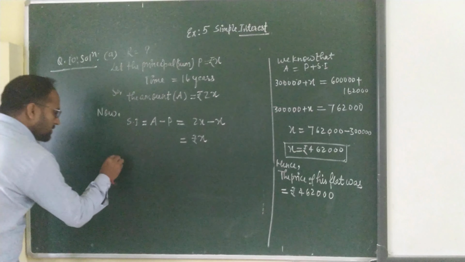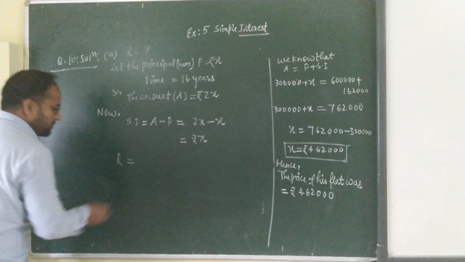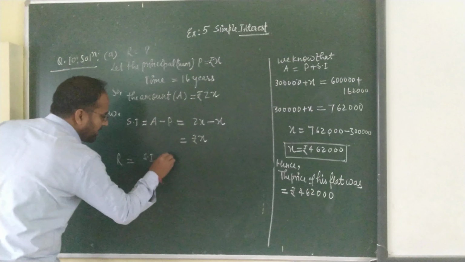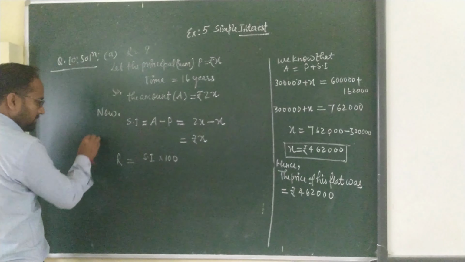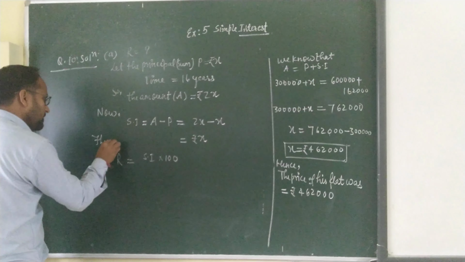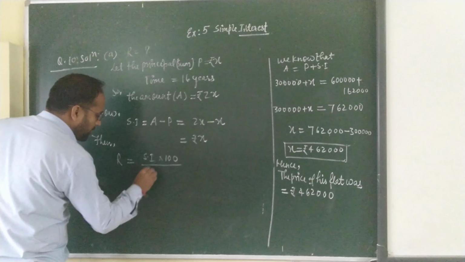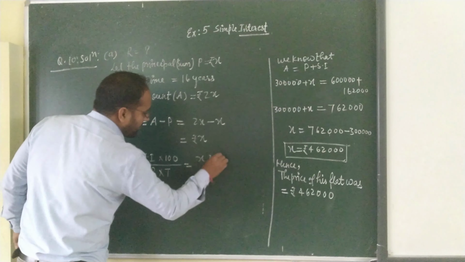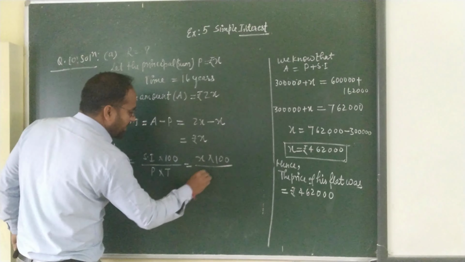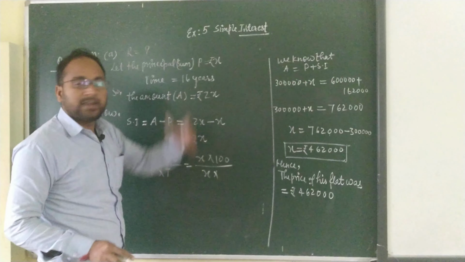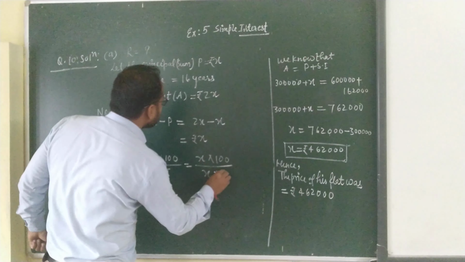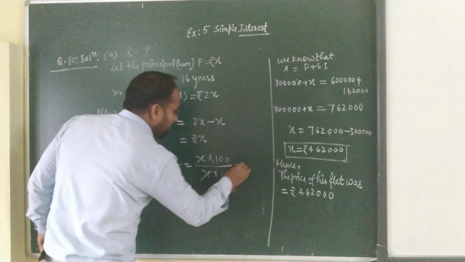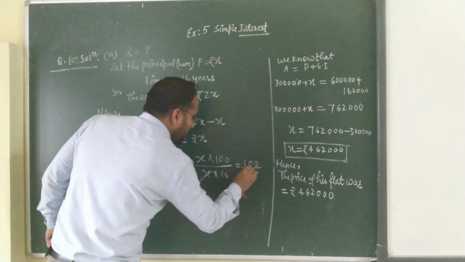So rate of interest R is equal to SI multiplied by 100 upon P into T. SI is x multiplied by 100. P is given as x, and time is 16 years. The x is cancelled out by this x, so we get 100 upon 16.